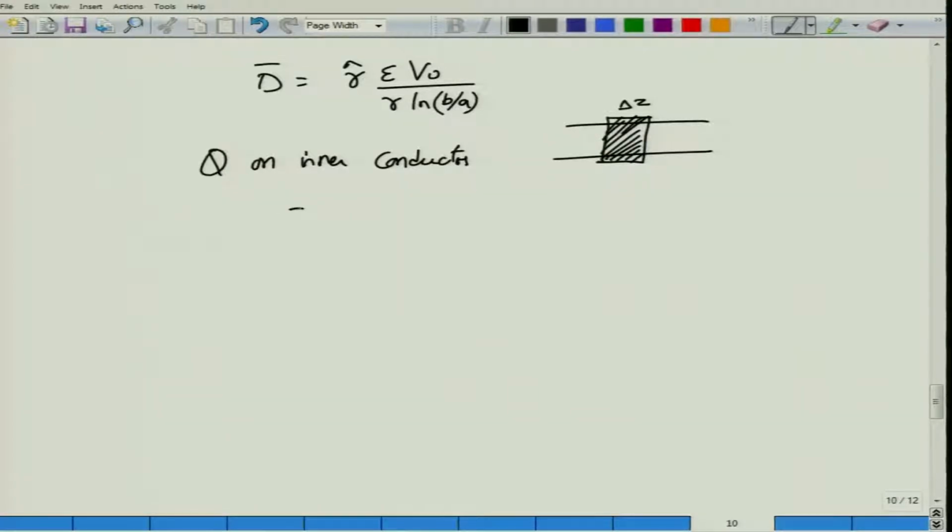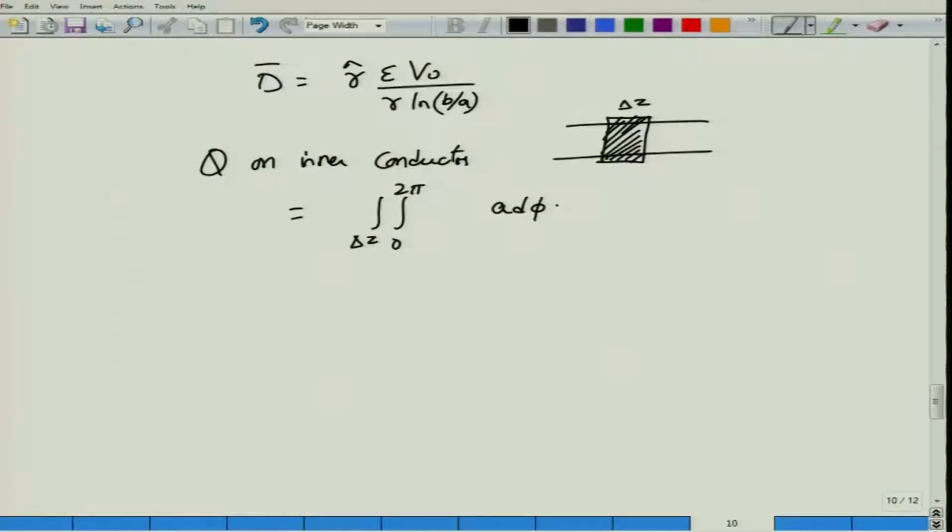So, you can show that this is nothing but integration over delta z, and phi from 0 to 2 pi, because this is happening at r equal to A, you have to evaluate D at A, and ds is given by r, or A, d phi.